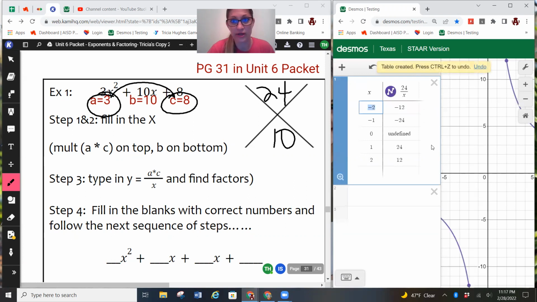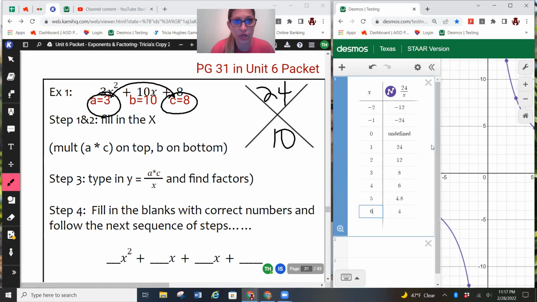So we'll go over here and get our typical table. I will continue 3, 4, 5, 6, and that's probably good enough. Now remember, we are looking for factors that add to 10. So we cross out all of these. These are all positives, all right? So we know we're going to only deal with positive terms.